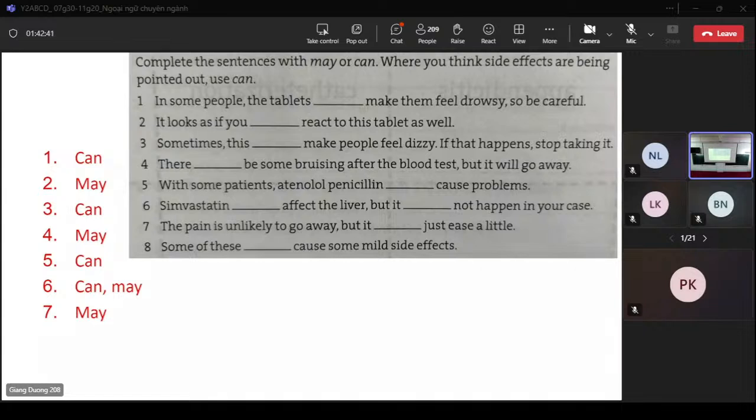Some of these. Are you sure? Can, đúng rồi. Nó đâu có nói gì cụ thể đâu. Some of these can cause thôi. Những cái gì rất là chung chung ha. Can.